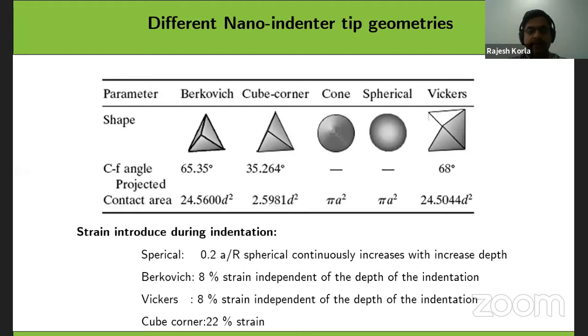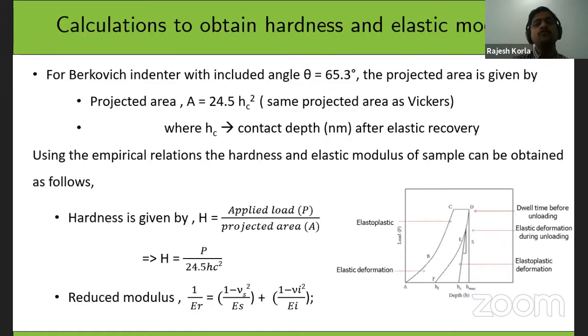So the geometry has its own purpose. In general hardness measurements, people use Berkovich and Vickers because you want to nullify the effect of the strain. You want to maintain the same strain in all the indentations, right? For example, if you want to measure a particular property as a function of strain, then we use the spherical indenter. There are also techniques where you can generate the stress-strain curve from the indentation depth and load displacement data. There the strain has to change continuously. In those scenarios, you use the spherical indenter, and to measure the fracture toughness, you use the cube corner indenter, right? So now how do we calculate the load?